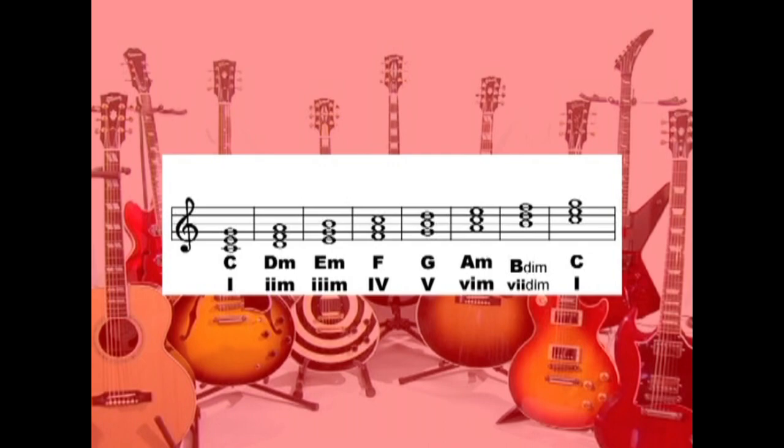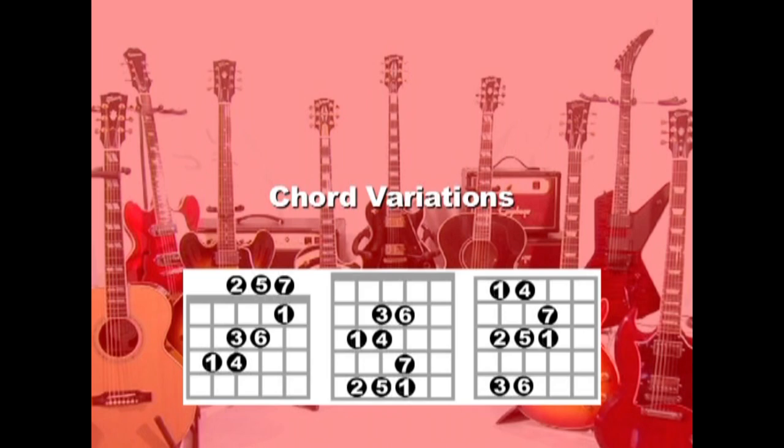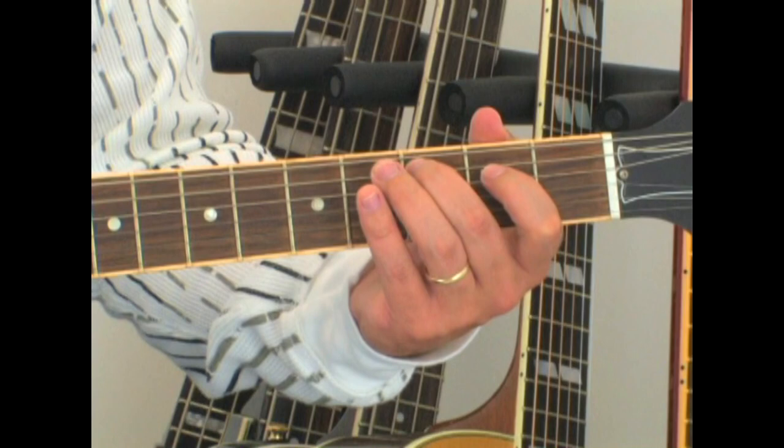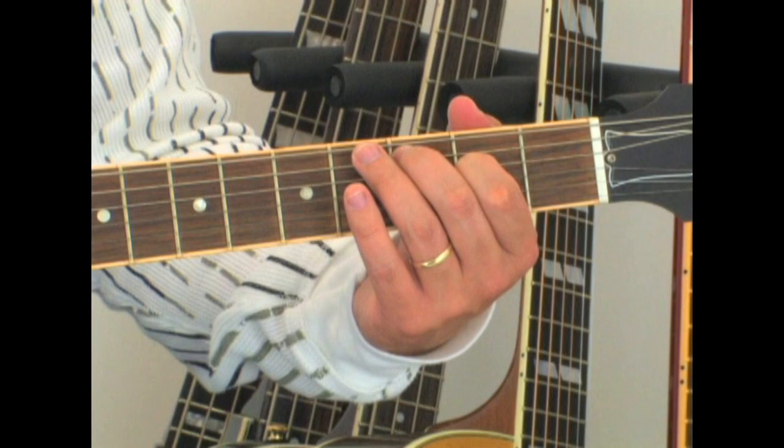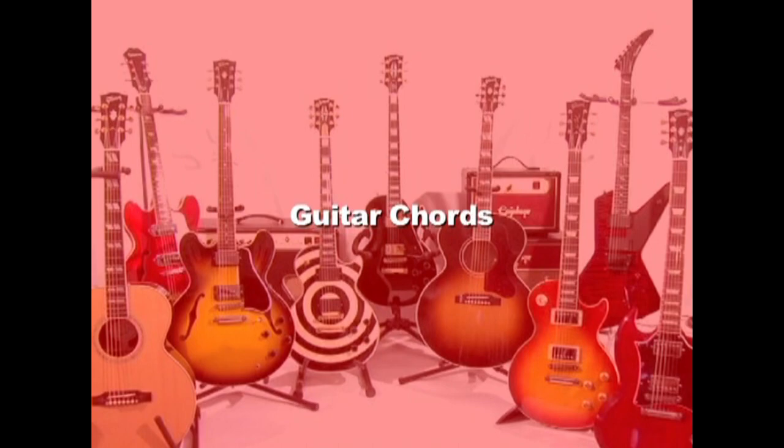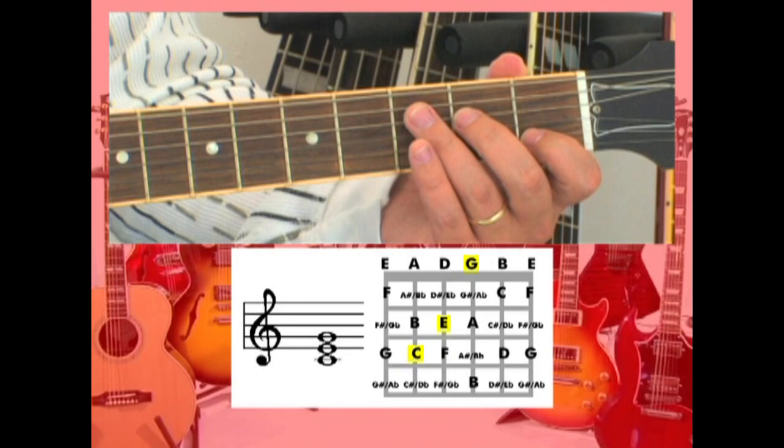Earlier, we learned three inversions for our C scale along with three inversions for our C triad or chord. There are also different chord variations. With the C chord, we have the notes C, E, and G. Any combination of these notes in any order will still produce a C chord. For example, if we look at a fretboard note chart, we see there are several options for playing a C chord in any given position.